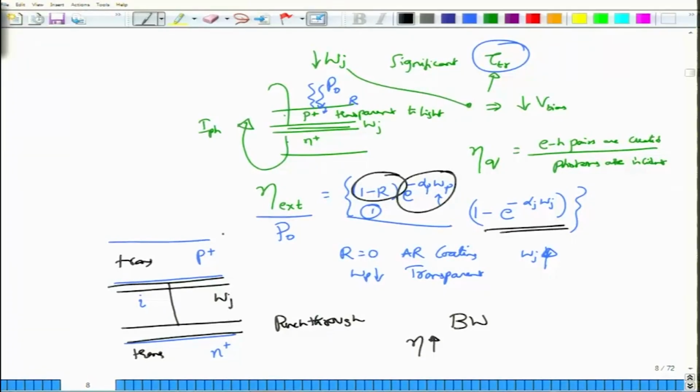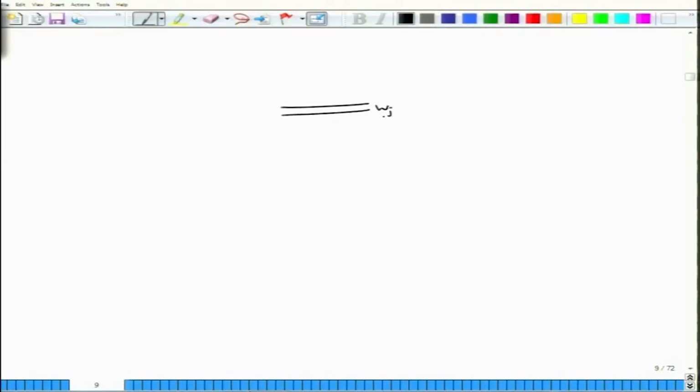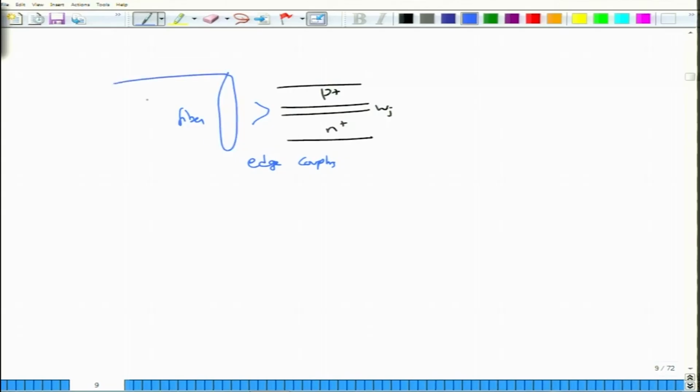There are different structures, especially for high speed. So, if you do not care about too much photo current being generated, then you can reduce Wj, and you have the transparent regions P plus and N plus as before, but instead of coupling light from the top, you couple light from the side. This is called edge coupling, and you realize that if this is coming from a fiber, the fiber core area is usually much larger compared to the photodetector size.